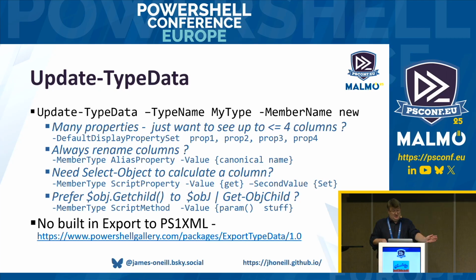If we need to calculate a column, so we find that we're always running the data through Select-Object to get a calculated column, well, we can add a script property to that column. And if we don't like piping something in, or it makes sense to be able to call it as a member, that's where a script method comes in.